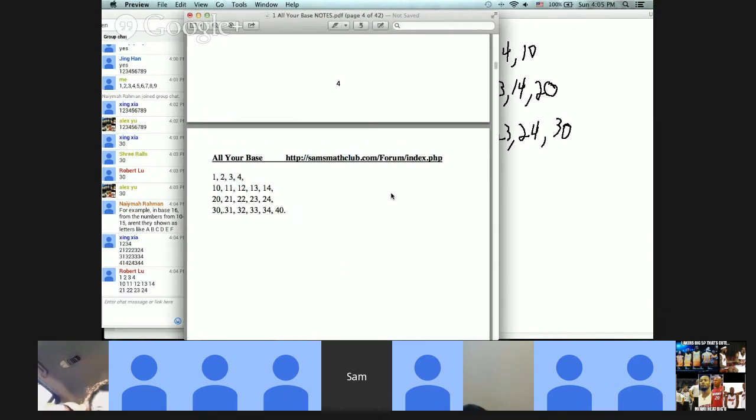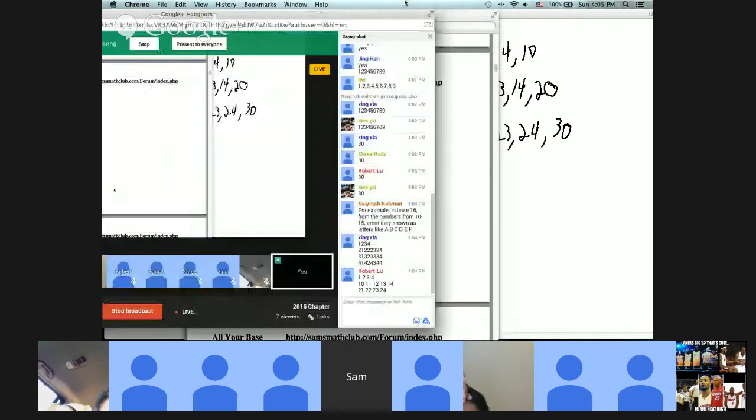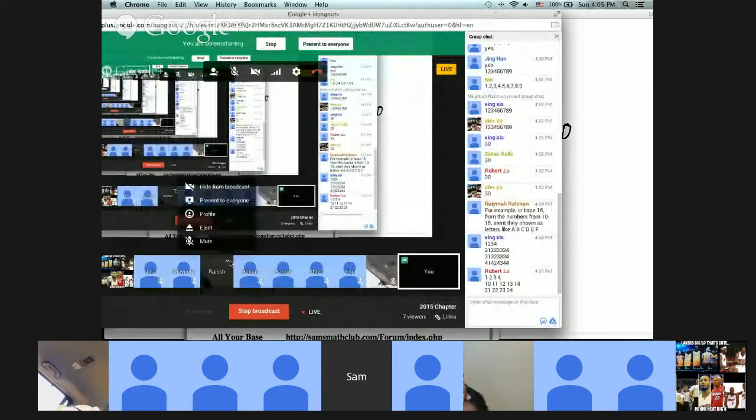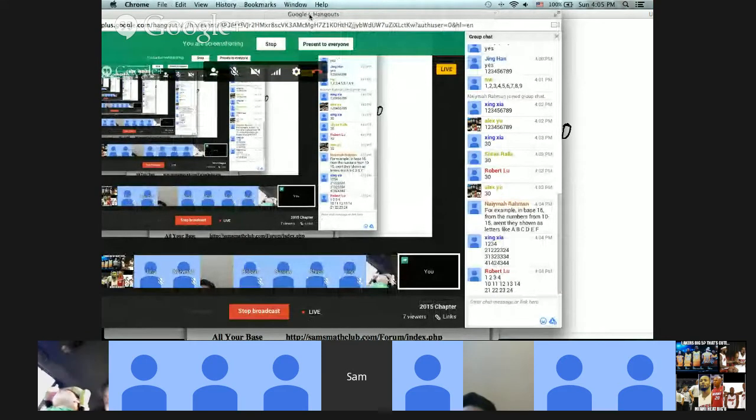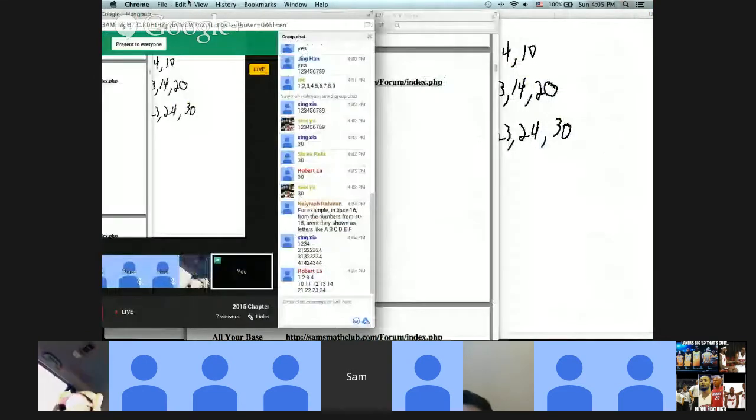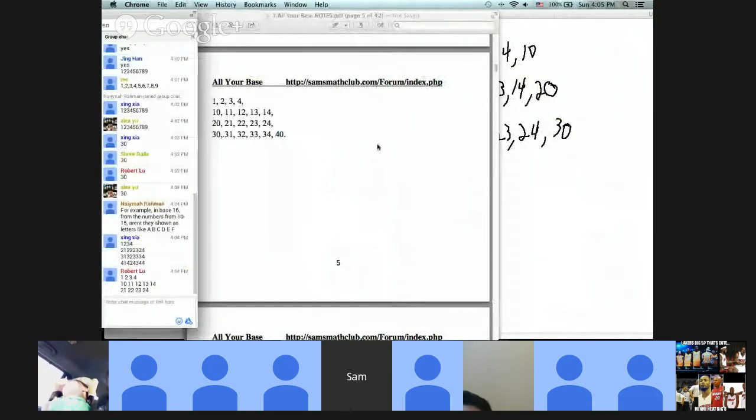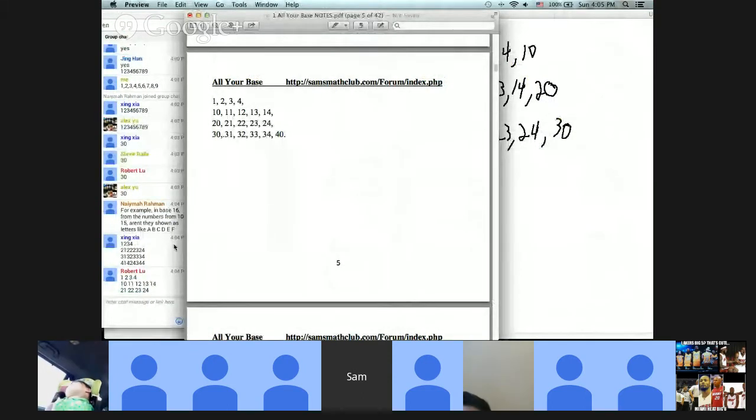Nice job, Robert, Xing, you guys. Again, you can't have anything greater than 4 since it's base 5. So once you get to 5, you skip down to 10. And then once you get to 14, you can't have 15 because you can't have any digit greater than 4. So you go on to 20 and then continue like that.